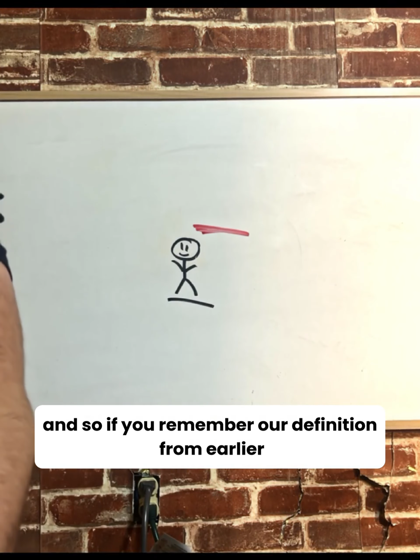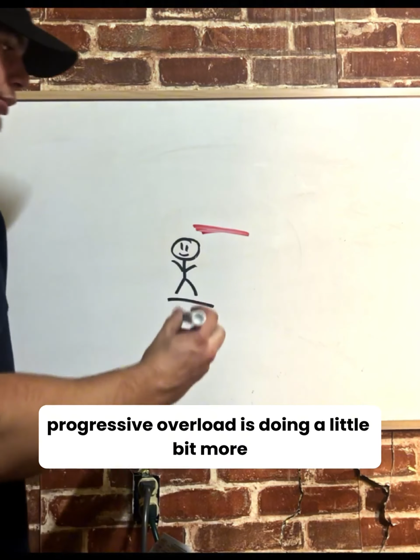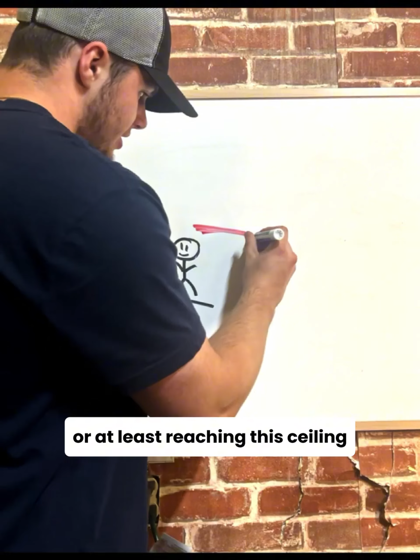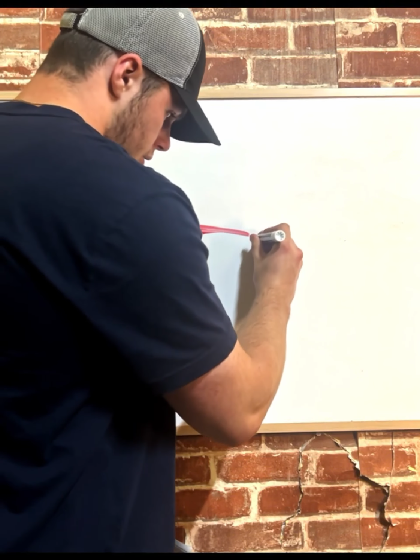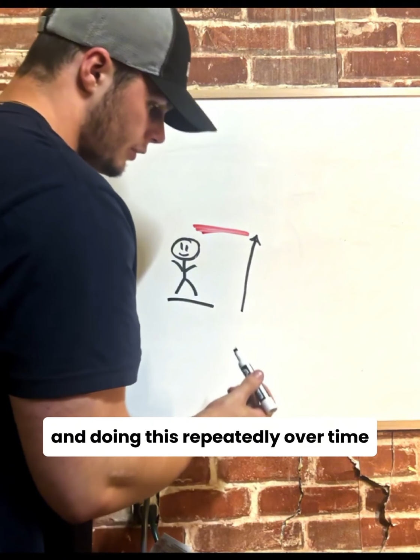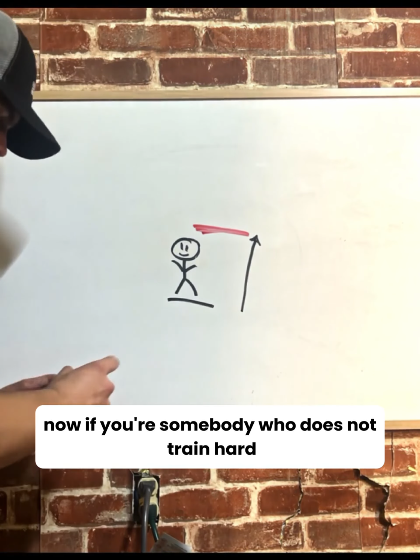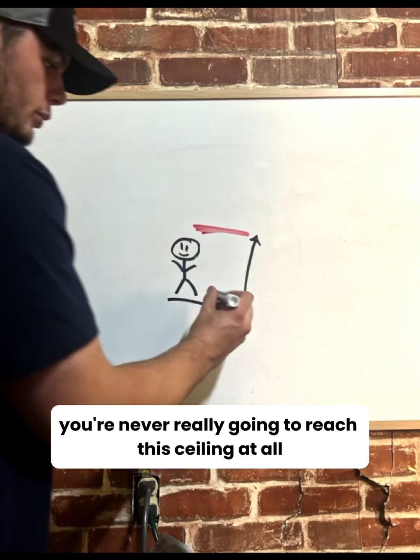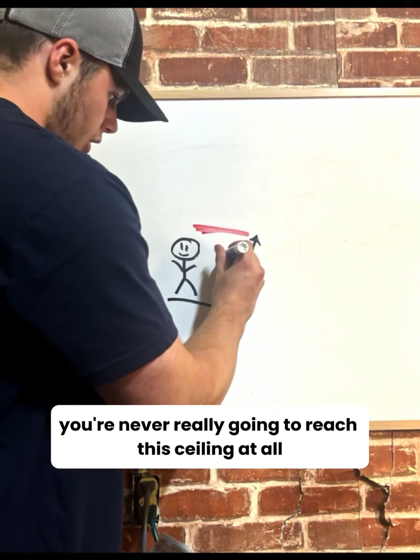And so if you remember our definition from earlier, progressive overload is doing a little bit more, or at least reaching this ceiling, and doing this repeatedly over time. Now, if you're somebody who does not train hard or push themselves in the gym, you're never really going to reach this ceiling at all.